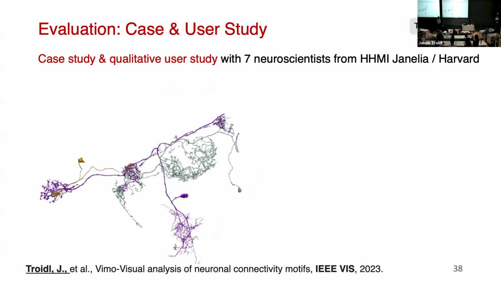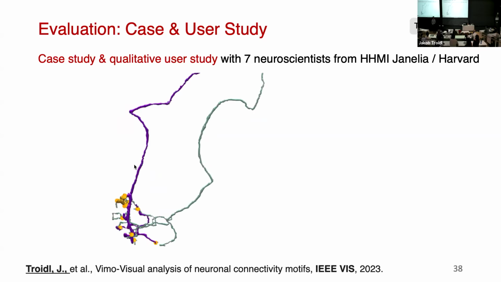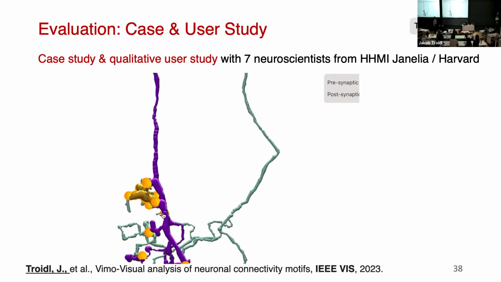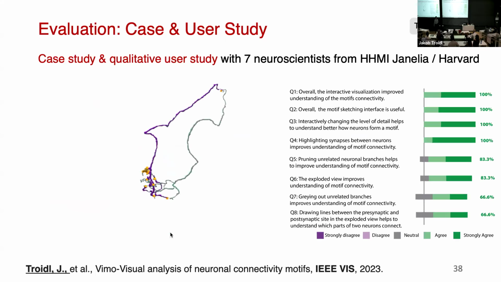Okay. Now, we've evaluated Vimo in a case and user study with 7 neuroscience domain experts from HHMI Janelia and the Harvard Center for Brain Science. One of the aspects of this evaluation was an exploratory study. And here's a screen capture of one particular motif that one of the users found that is a recurrent connection from visual input neurons that this particular user was interested in.